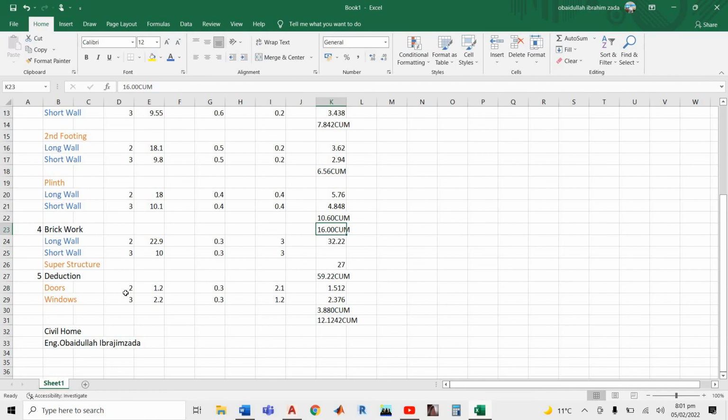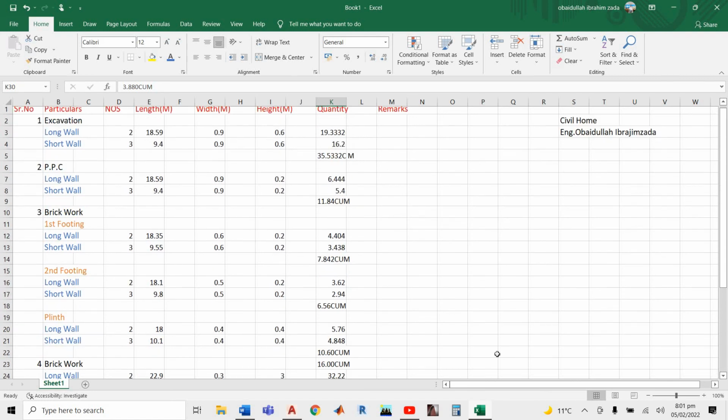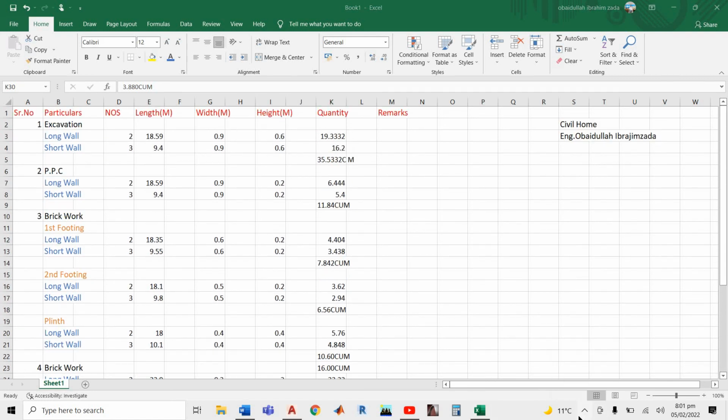So just 2 number of the door, 1.2, 0.3, 2.1, multiply in here for window also, sum, and minus this with the sum of footing and plane quantity. It means 3.88 should be minus 2. How much should be minus 2? 16, and you become 12.1242 cubic meter, and you can find all of your quantity.